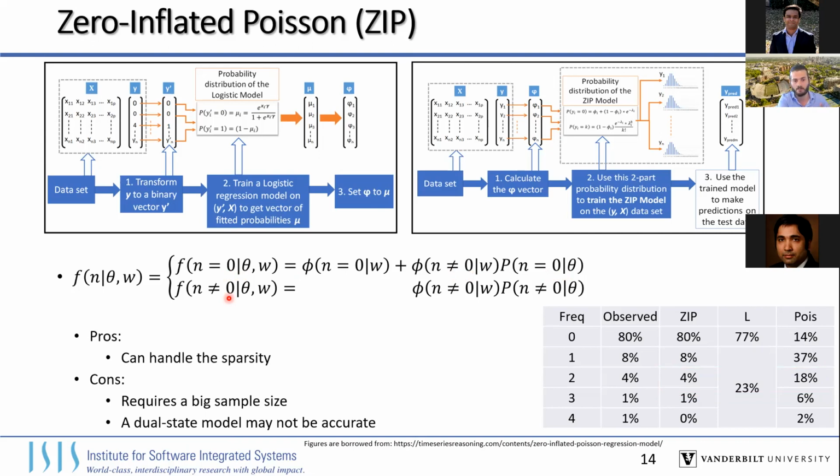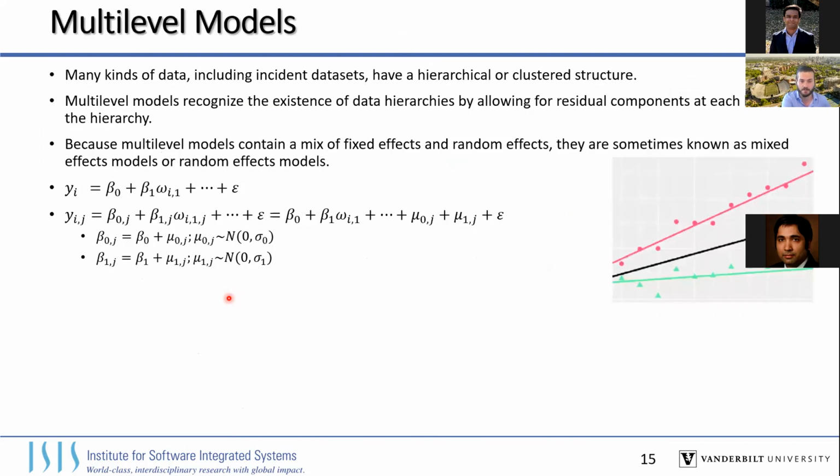And when we are looking at the data, we come up with that idea. But in nature, that might not be the case. Then we have the multi-level models. Many kinds of data, including accidents, may come from different resources.